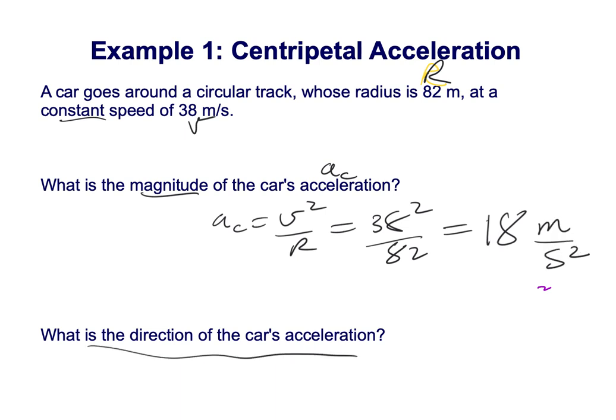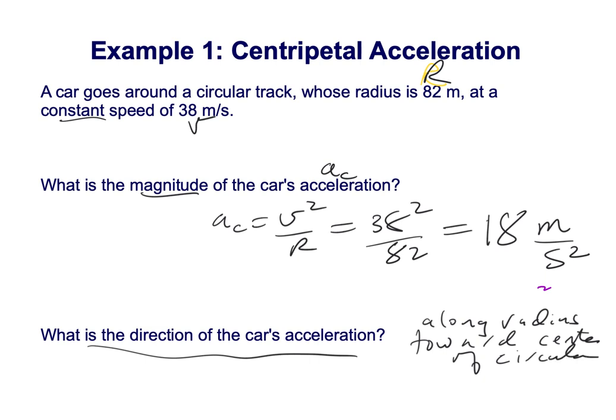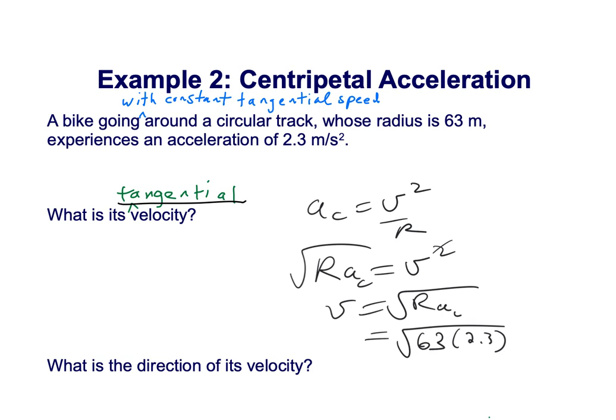What is the direction of the car's acceleration? It's pointing towards the center of the circle along the radius. Toward the center of the circular path. Okay, I'm not going to keep on answering that question for future ones, but you should know that. Okay, sorry, I did it again.